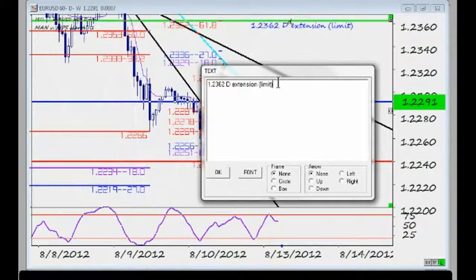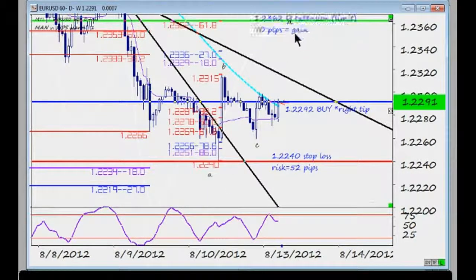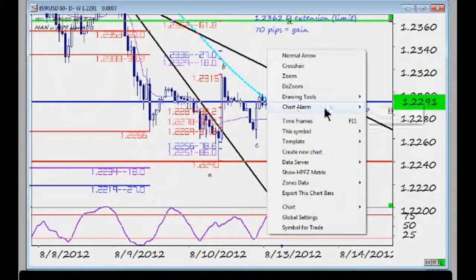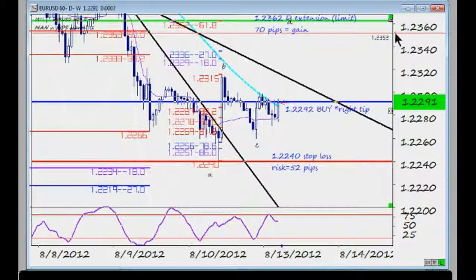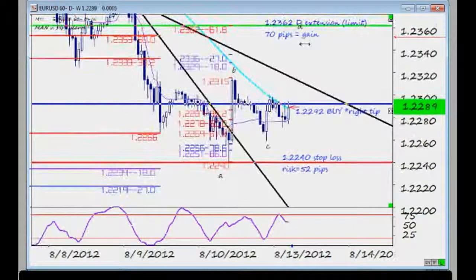And so either way, if we exit exactly at the D extension, we can make 70 pips on the trade. If we exit 10 pips before, which is going to be at a price point of 123.52, which I will place a chart alarm there to let me know, I have the option of exiting 10 pips before that D extension to be conservative, and that would be a 60 pip gain, still risking less than what we're going after here on this Euro USD 60-minute time frame swing.